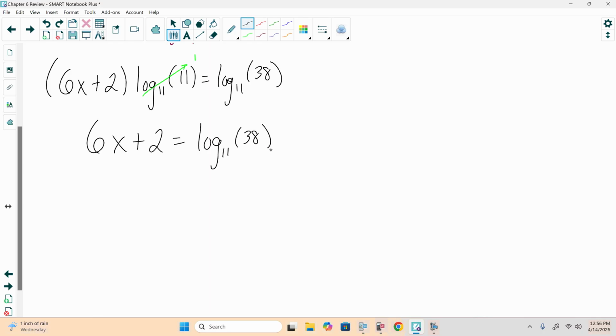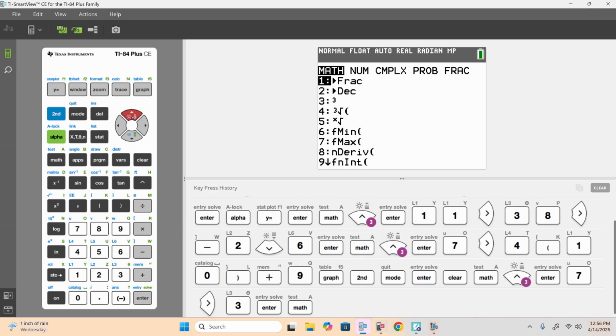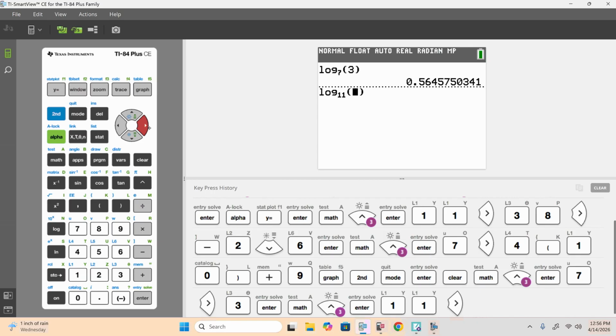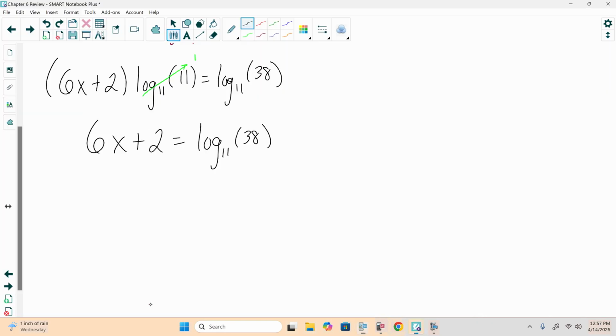The right-hand side, log base 11 of 38, we're going to keep it as log base 11 of 38 because, unfortunately, if we check log base 11 of 38, it's not a nice number. It's irrational. So we'll leave it as this here.